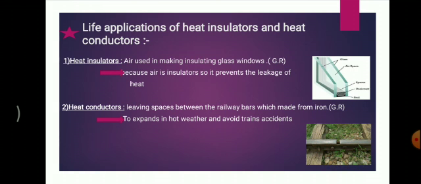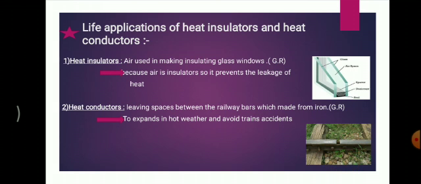Why? Because the railway bar, as we know, is made of what? Iron. And is iron a metal or non-metal? Iron is a metal. And as we know, all metals expand by heat and contract by cool. So this space allows the bars to expand easily when they become hot.